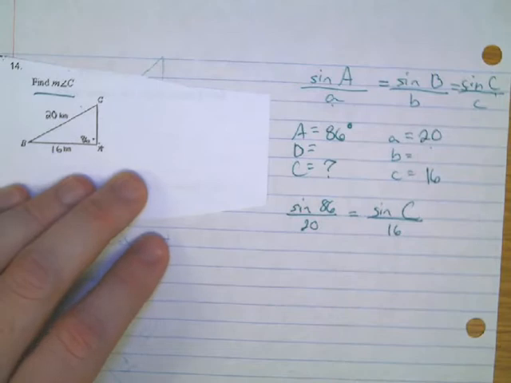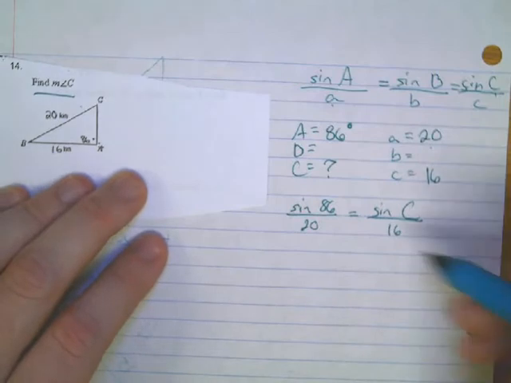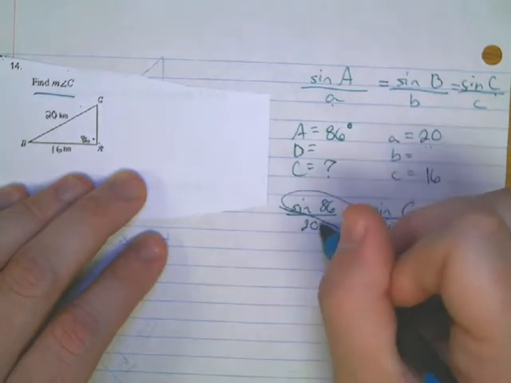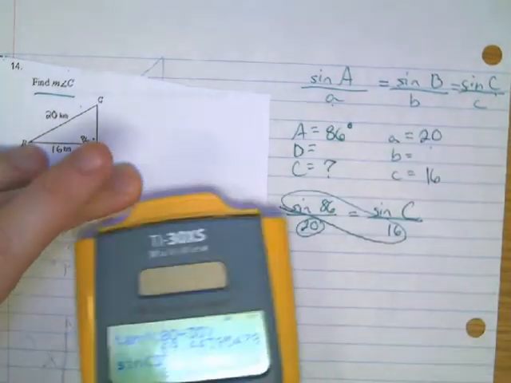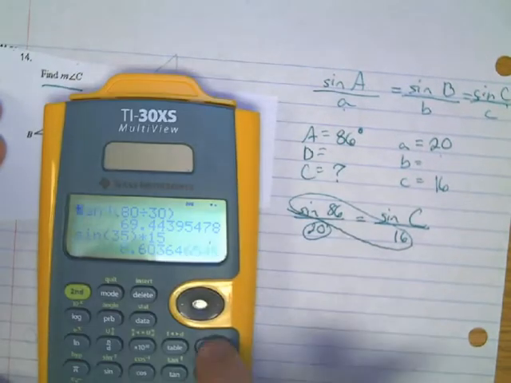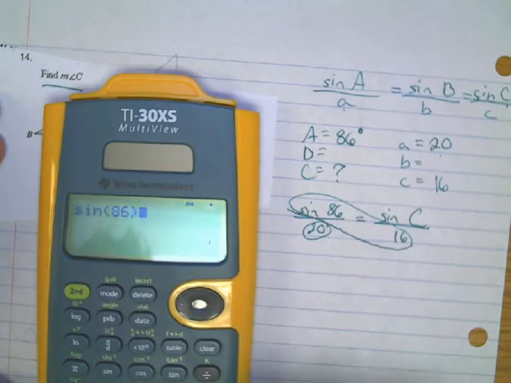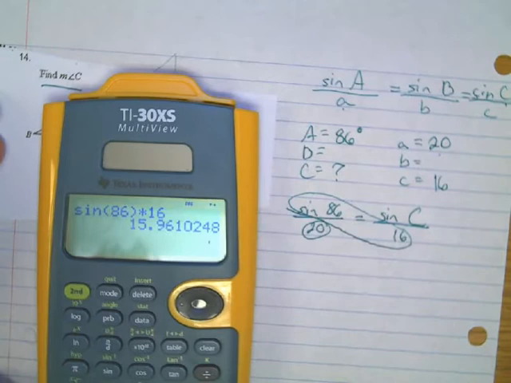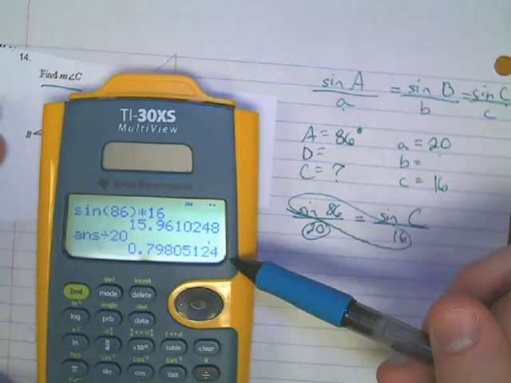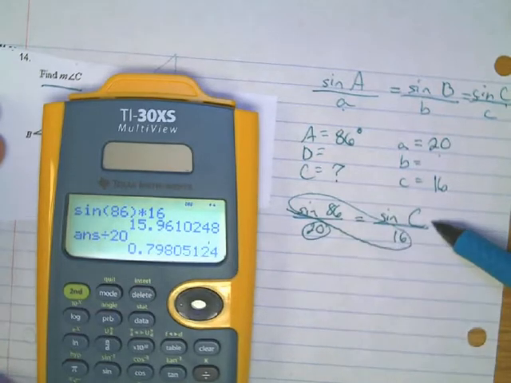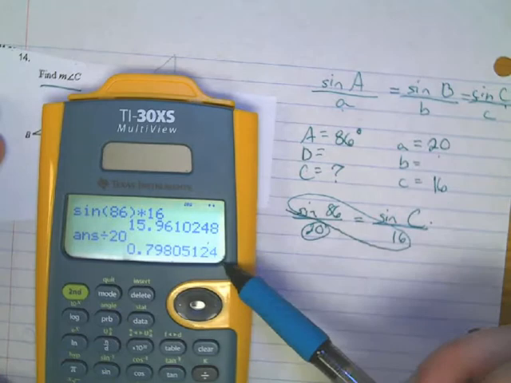We're going to cross multiply and divide. So please watch what I do when I'm working on my calculator. I have sine of 86, close your parentheses, times the 16. You're going to divide by 20. You're going to get a crazy decimal. That is not quite our answer. We're trying to find big C. This crazy decimal is not my answer. This is actually the ratio of the sine.